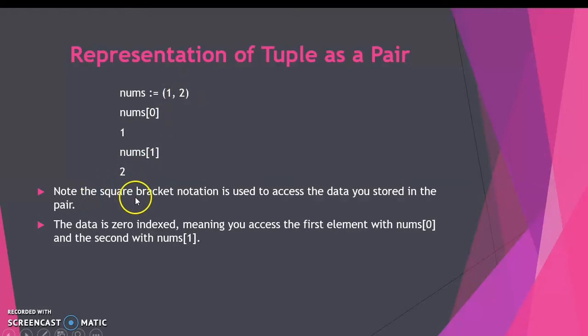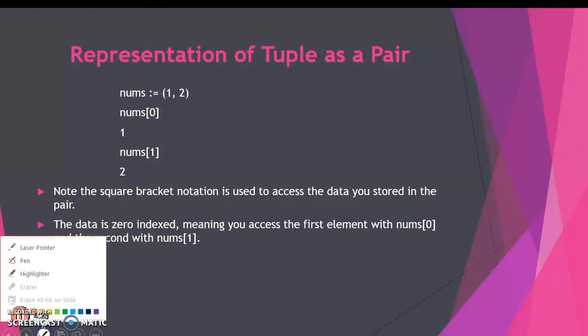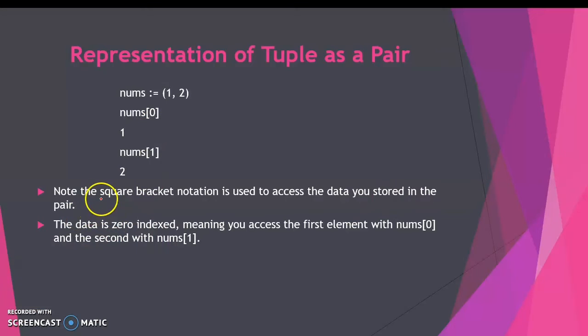Note that the square bracket notation is used to access the data you stored in the pair. The purpose of the square bracket notation is to access the data you stored in the pair. The data is 0 indexed, meaning you can access the first element.